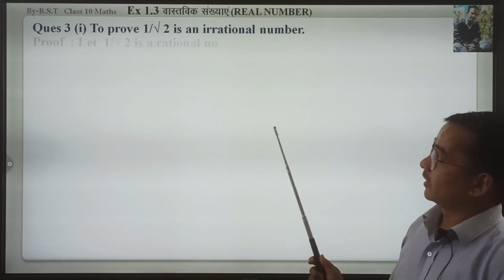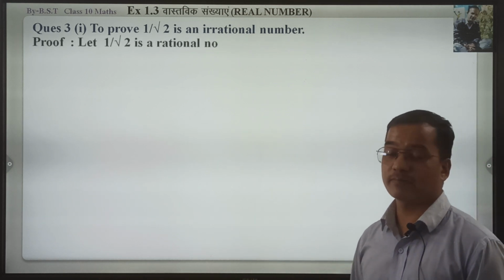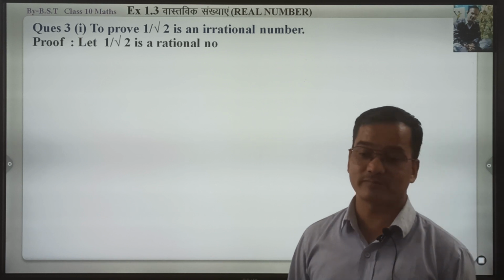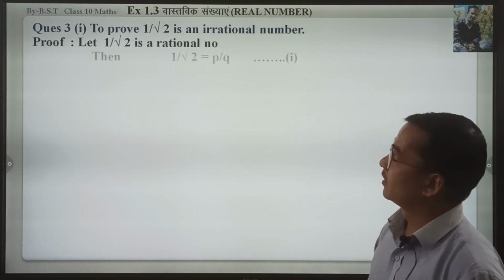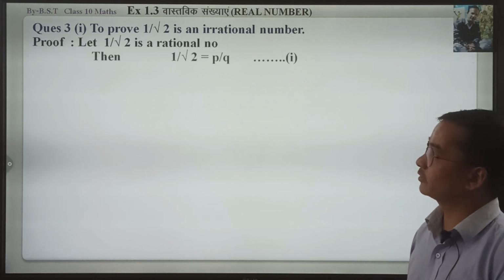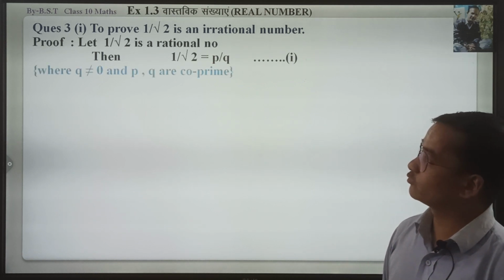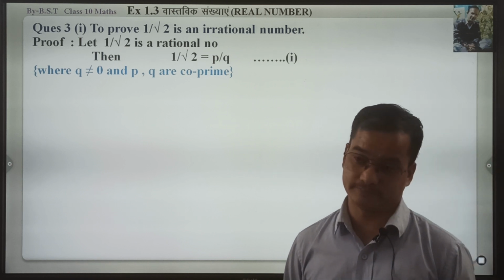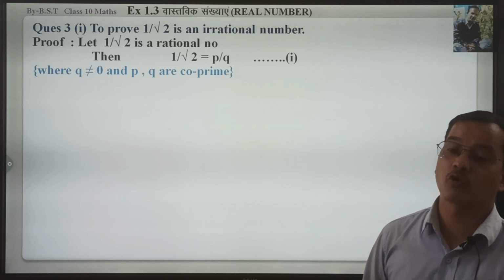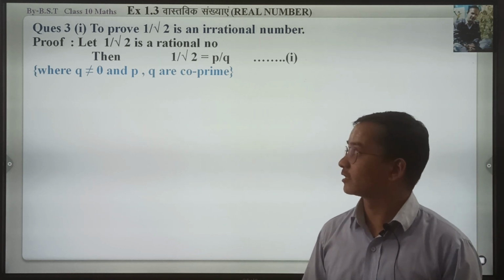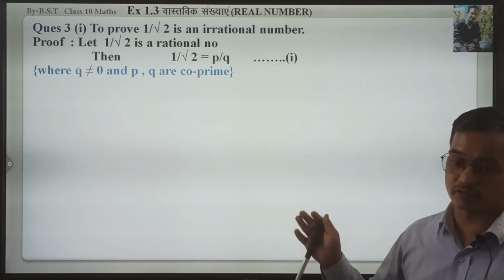Let us start. Suppose that 1 upon root 2 is a rational number, then it can be written in the form of p upon q, so 1 upon root 2 is equal to p upon q, where, by the condition of a rational number, q is not equal to 0 and p and q are co-prime. Co-prime means, you know very well, there is no common prime factor other than one in these two given numbers.